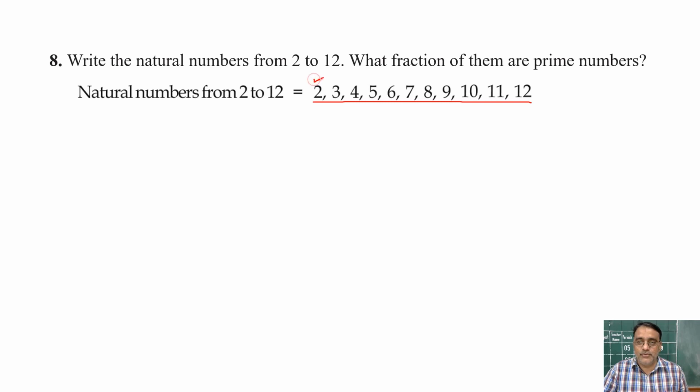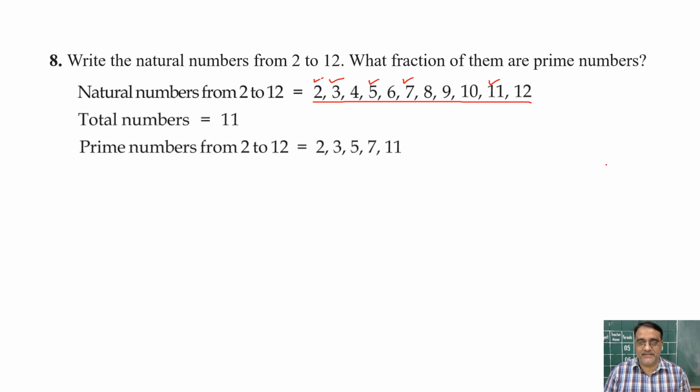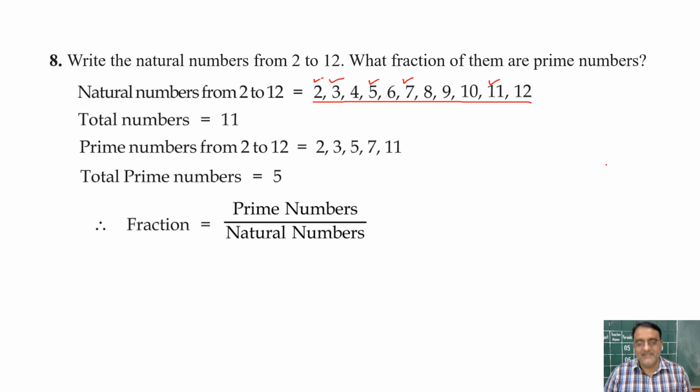Let's see: 2, 3, 5, 7, that's it. So prime numbers are only 5. So total numbers 11 and total prime numbers are 5. That is 2, 3, 5, 7, 11. So the fraction is 5 by 11. Right. Total prime numbers upon total natural numbers from 2 to 12. So this is the final answer.